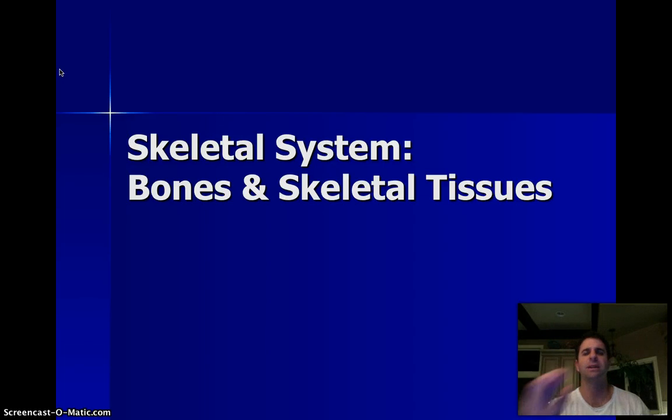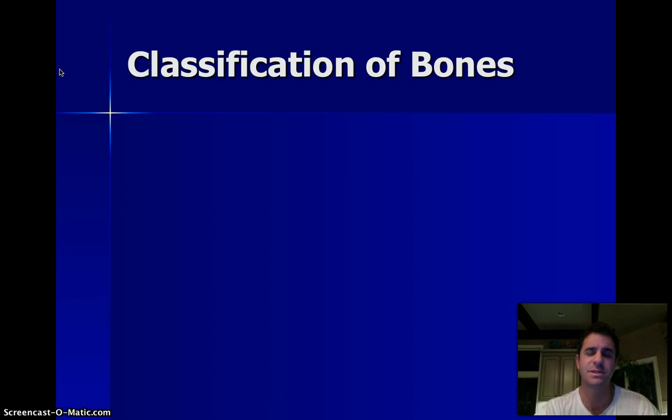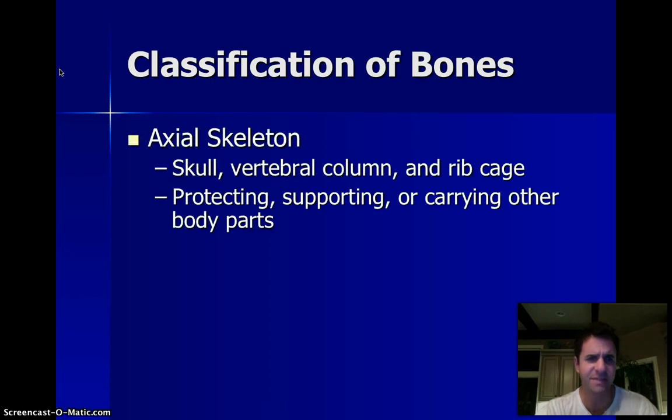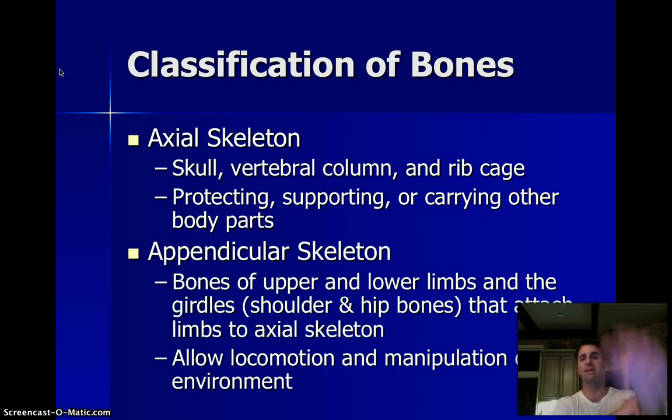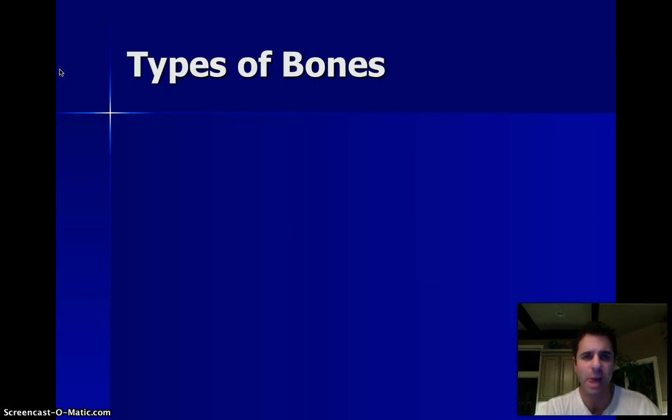We are now talking skeletal systems, specifically bones, parts of bones, and tissues of bones, skeletal tissues. So first let's classify them. Axial skeleton is your skull, vertebral column, and rib cage. Just meant to protect and support all the different body parts. And then you have your appendicular skeleton, bones of the upper and lower limbs, also the girdles, and this basically allows you to move and interact with your environment.